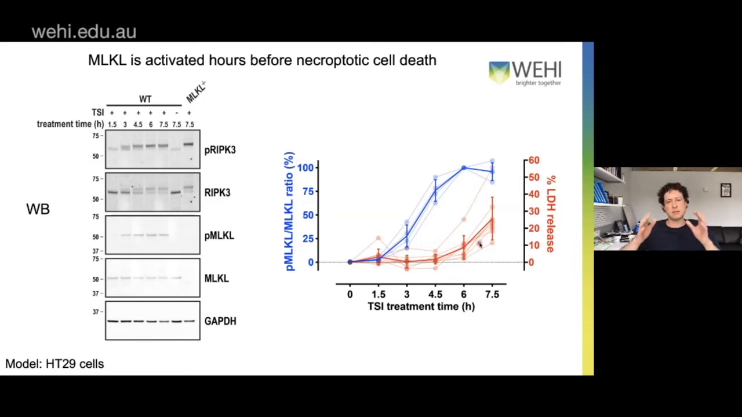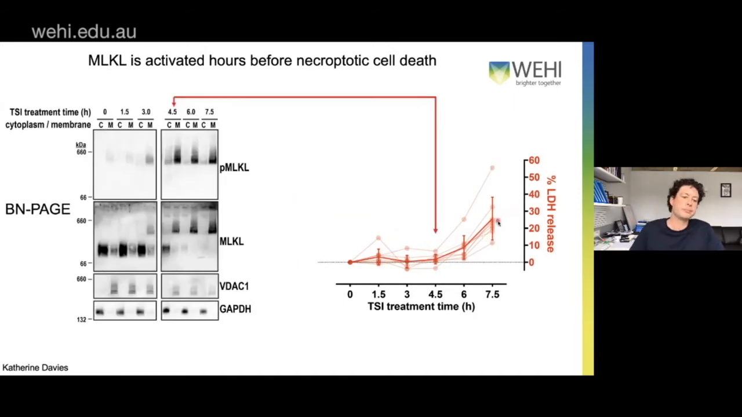So there's this temporal gap from when MLKL is activated at a biochemical level to when cells die. This is one of the most commonly used markers of pathway activation, the gold standard used by the field. And you can see it precedes, but by no means accurately tracks, the onset of necroptotic death.